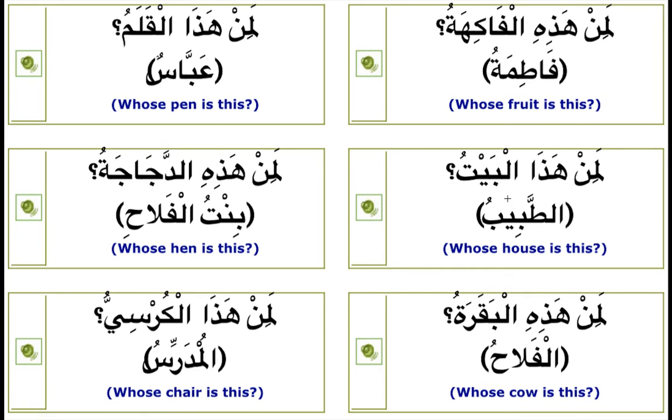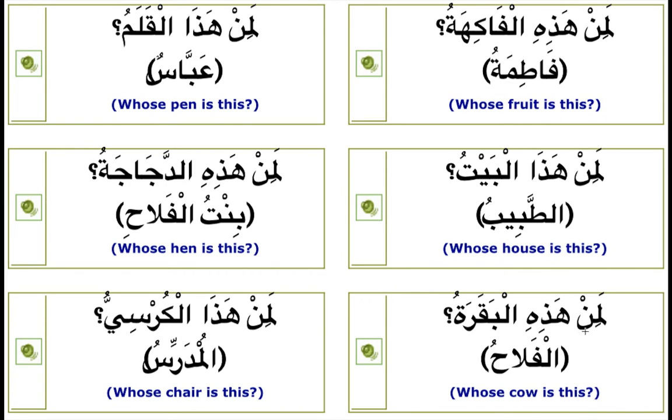Liman hadal baytu. To whom does this house belong? Or we say whose house is this? Liman hadal baytu. So we say hadal baytu. Hada mubtada, al baytu badal. And say we got here at tabibu. We will say lit tabibi. Jar majrur shibu jumla khabar.